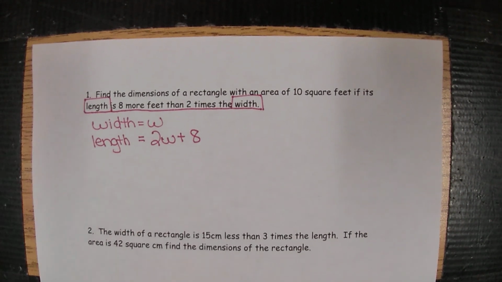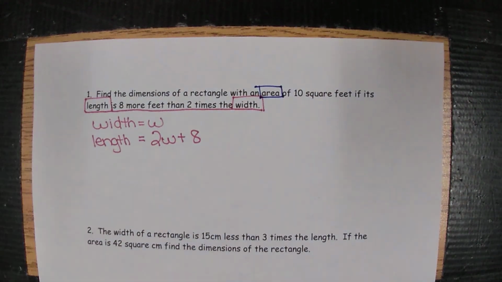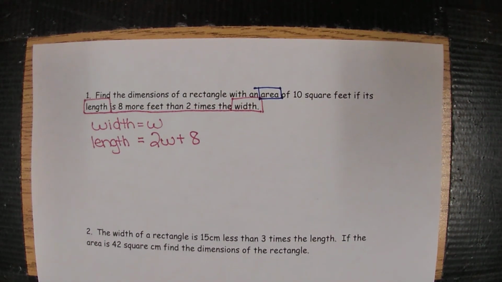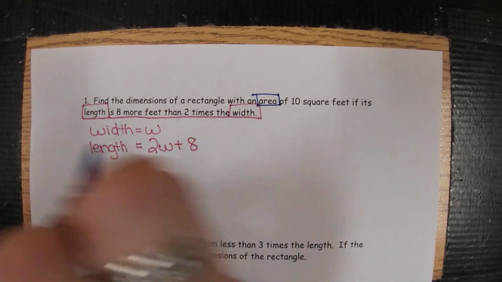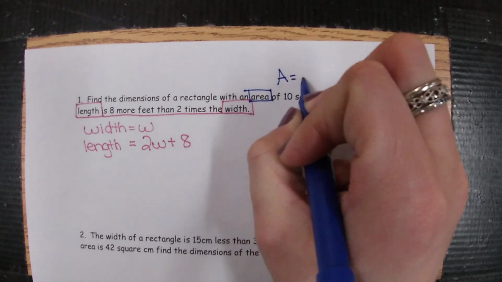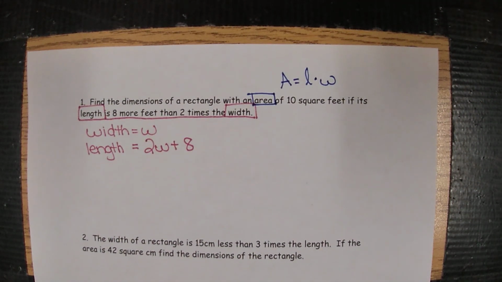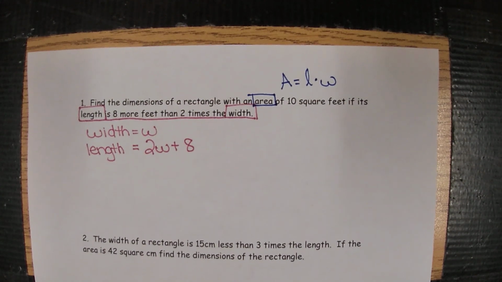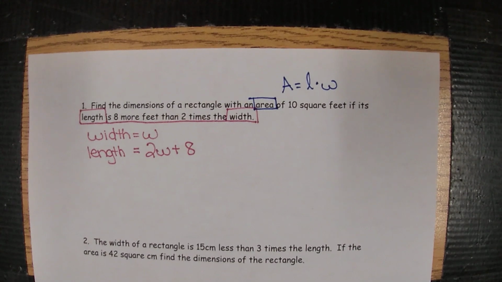Okay, so now we have these defined. So now if we go back up here and say, okay, what is this problem asking us to find, or what do we know, I guess? We know that the area of a rectangle is 10 square feet. This is something we hopefully know, but to find the area of a rectangle, right, the formula is area equals length times width. So we just want to substitute in each of these values.